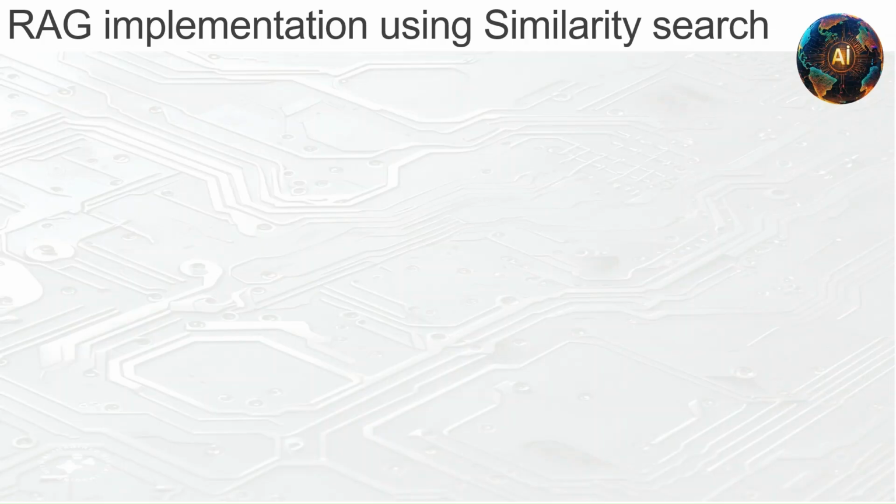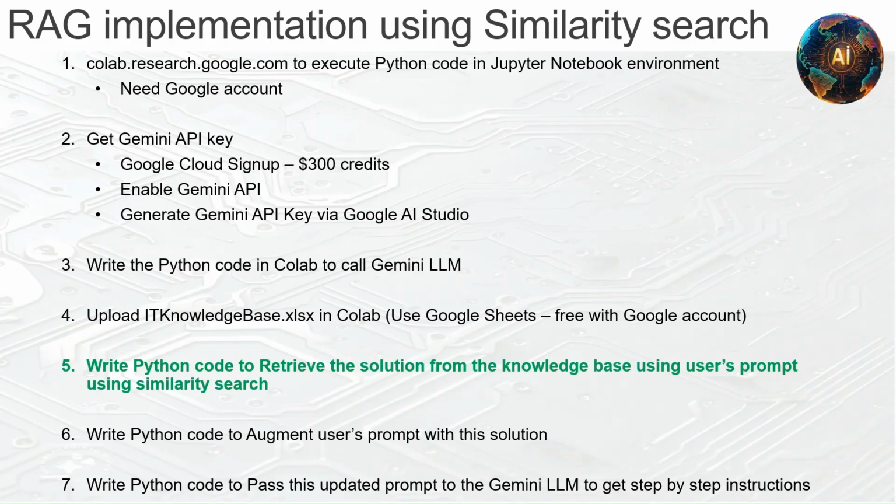Now we will see RAG implementation using similarity search instead of a simple SQL search. If you remember, the only difference between RAG implementation using similarity search and SQL search is the retrieval portion. In the retrieval portion, which is step number 5, instead of retrieving the solution from the knowledge base using a simple query search, in similarity search, what we will do is we will match the user's prompt semantically with the issues in the knowledge DB and then retrieve the correct solution for it. Rest all steps are the same.